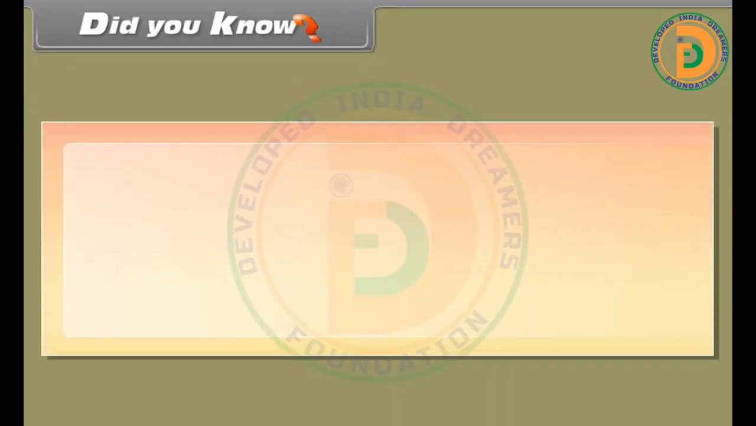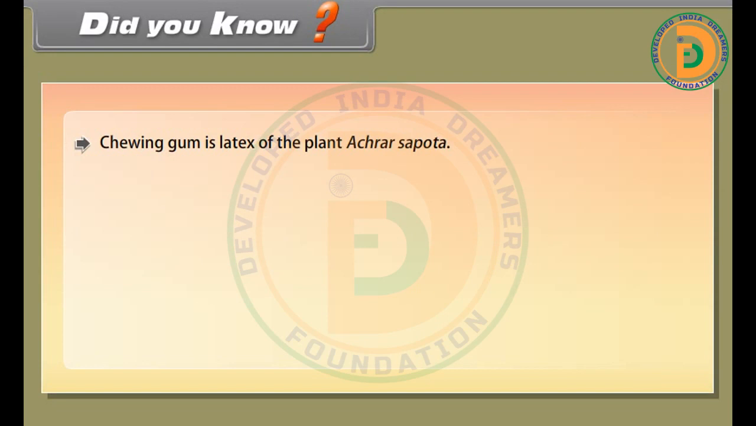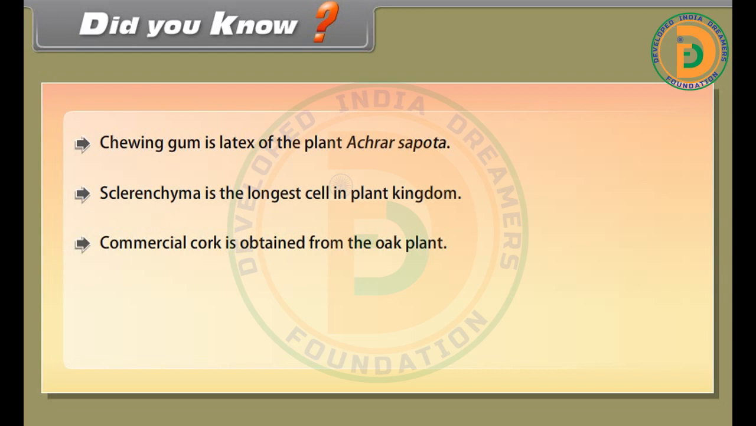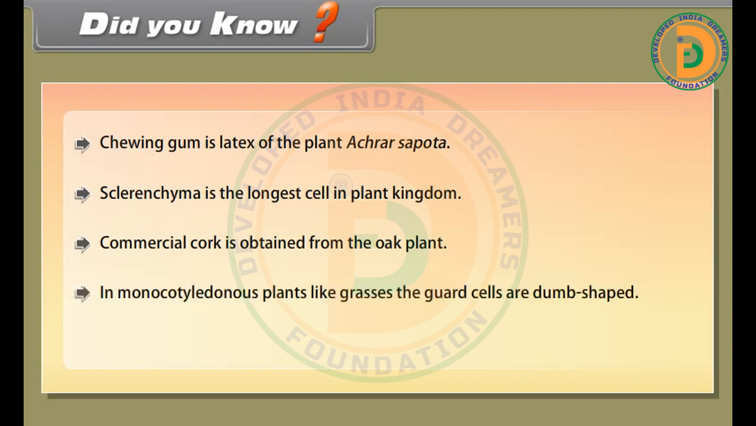Did you know, chewing gum is the latex of the plant Achras sapota? Sclerenchyma fibers are among the longest cells in the plant kingdom. Commercial cork is obtained from the oak plant. In monocotyledonous plants like grasses, the guard cells are dumbbell-shaped.